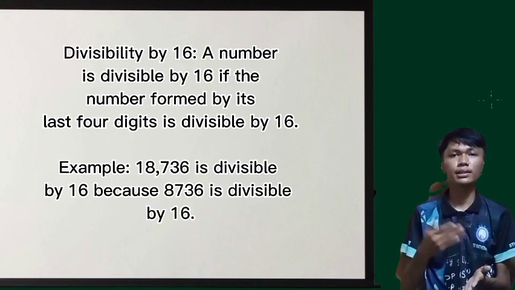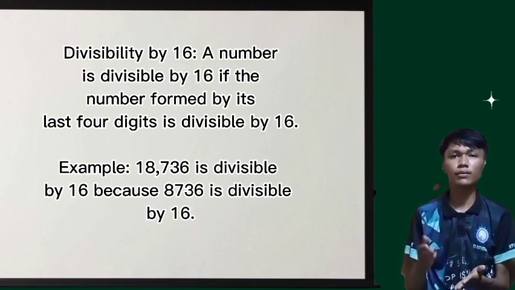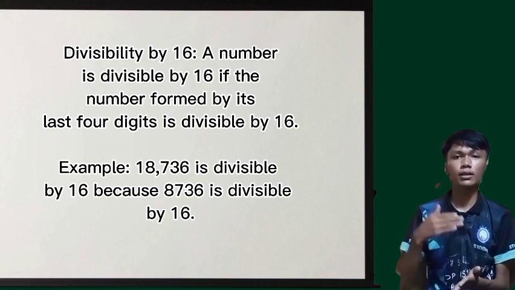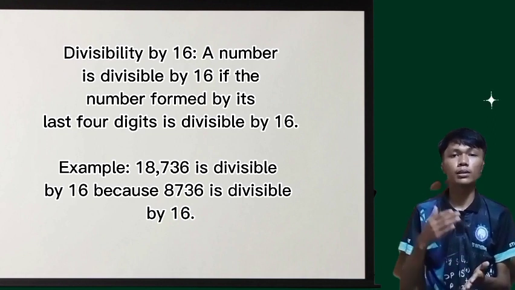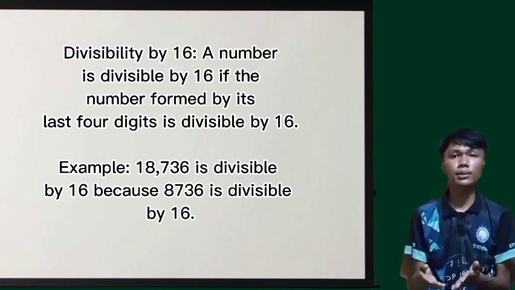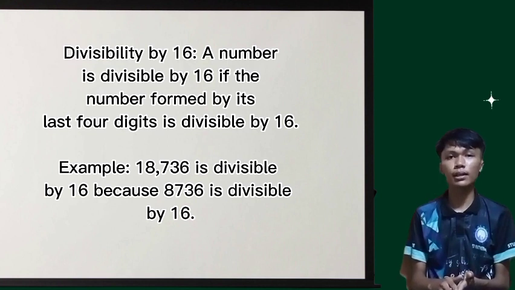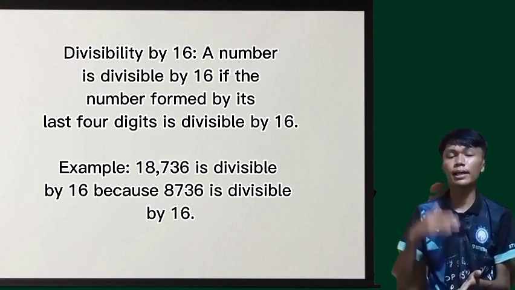Next, divisibility by 16. A number is divisible by 16 if the number formed by the last 4 digits is divisible by 16. Example, 18,736 is divisible by 16 because the last 4 digits, 8736, is divisible by 16.